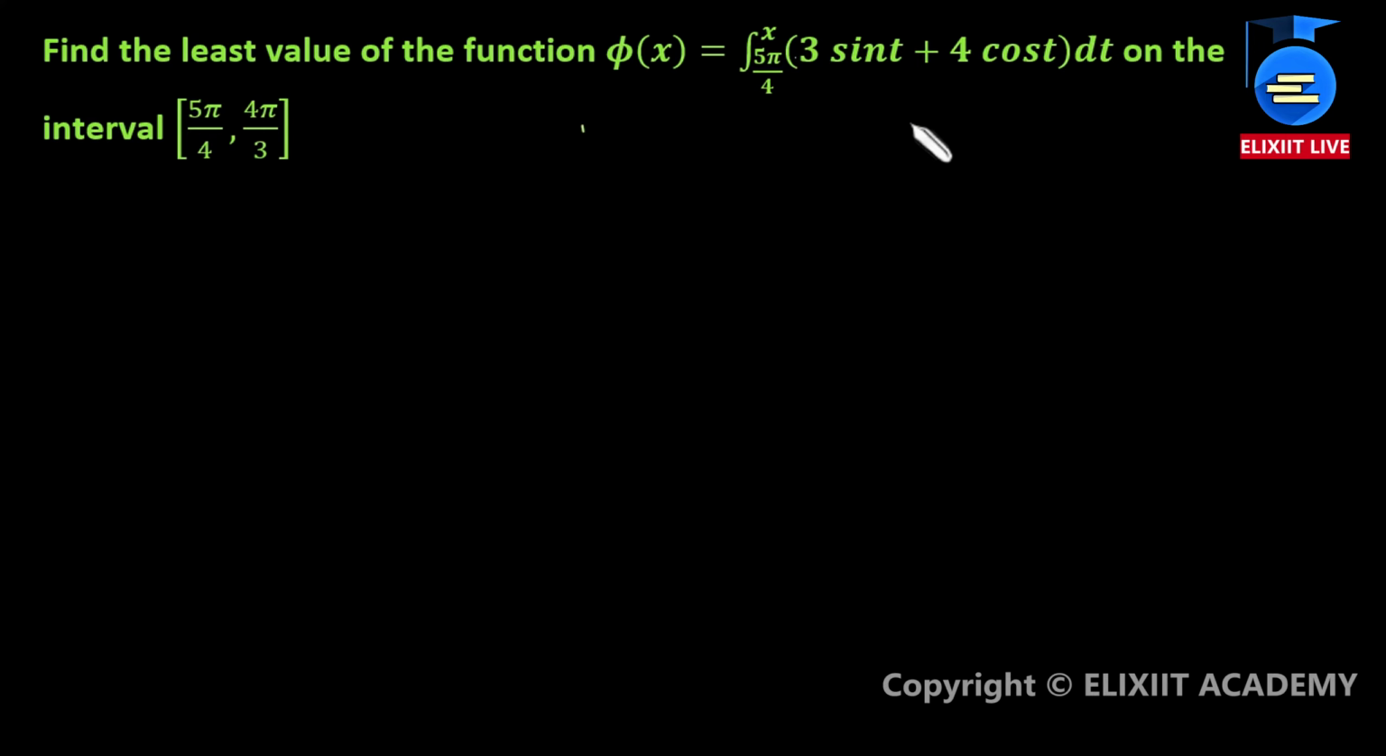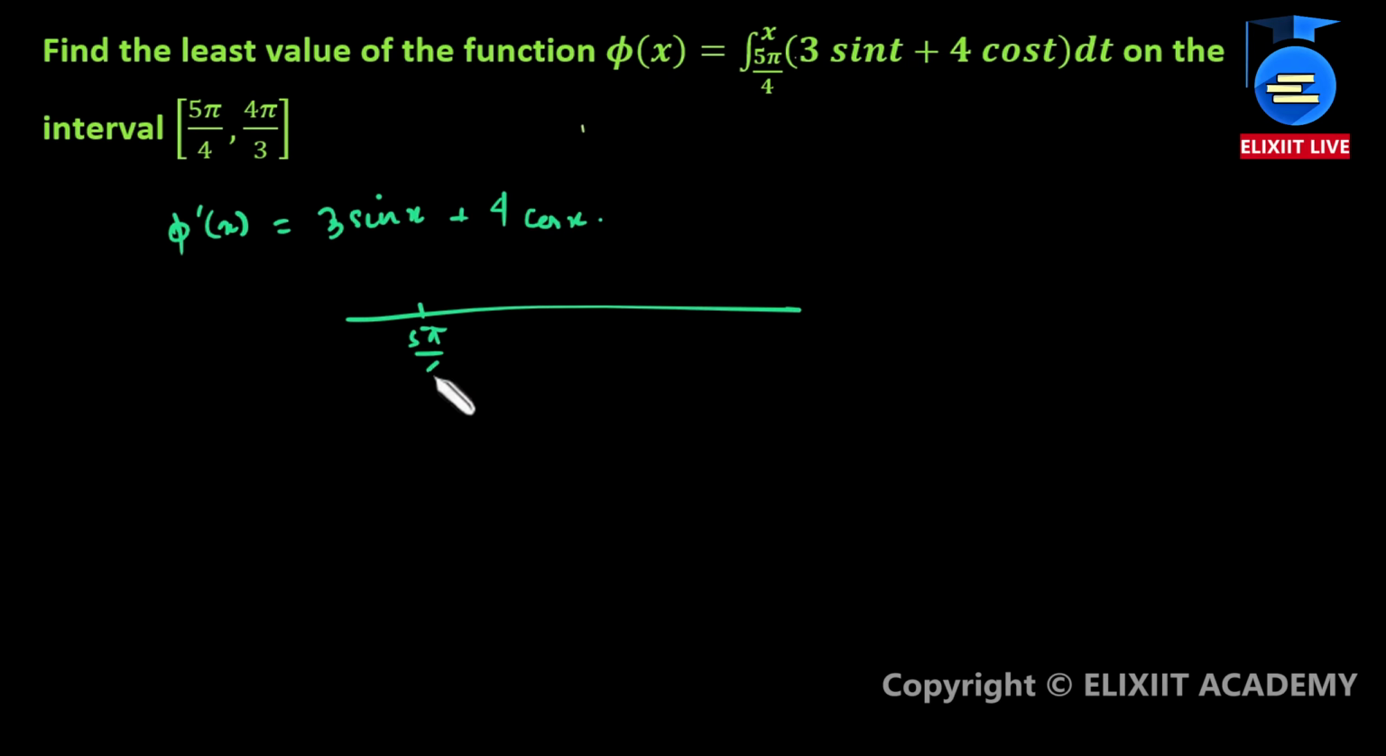Okay, so they are asking for the minimum value of this function phi. So we need to differentiate this and see whether it is a decreasing or increasing function in this interval. So one thing clearly we can see, you find phi dash of x. What is phi dash of x? 3 sin x plus 4 cos x. The remaining part is 0 because we have 5 pi by 4 as the lower limit. This is phi dash of x, and the interval given is 5 pi by 4 to 4 pi by 3.